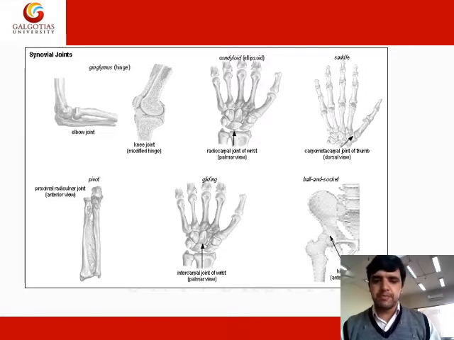And the example of a ball and socket joint is the joint present in the hip region. Basically the pelvic bone is articulating with the femur, so the pelvic bone provides the cup-shaped structure and the femur has the ball-shaped structure. Both articulate together, making the joint possible.